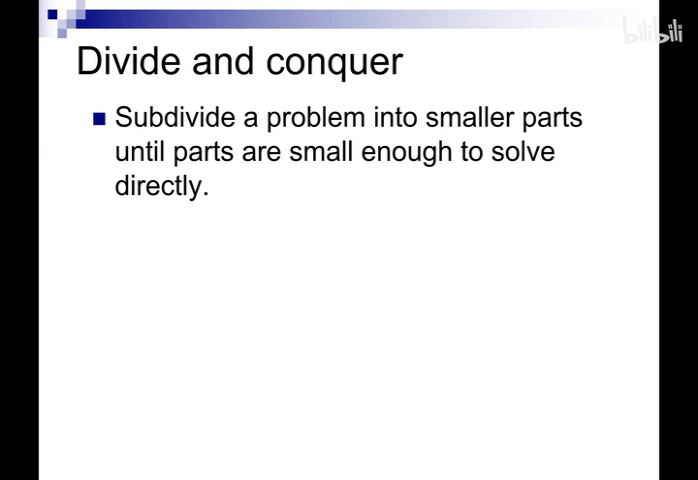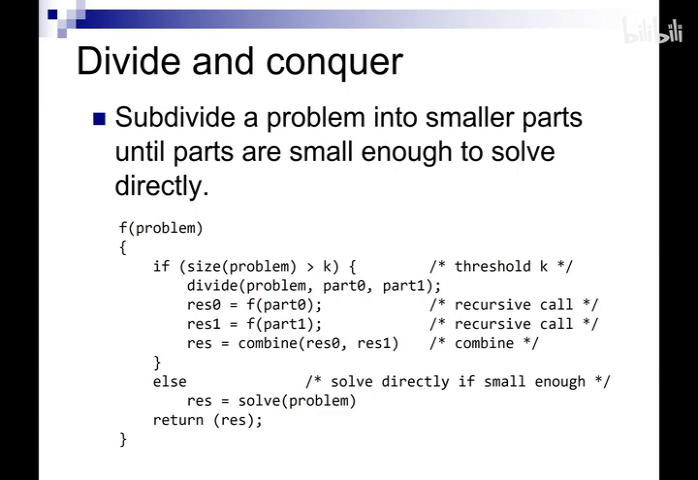And the criteria is that if the data is too large, you're going to divide. And then if after that division, you find that the data that each process has is still too large, you're going to keep subdividing. So we keep taking a problem and dividing it into smaller parts until eventually the parts get to be small enough that they can be solved directly.